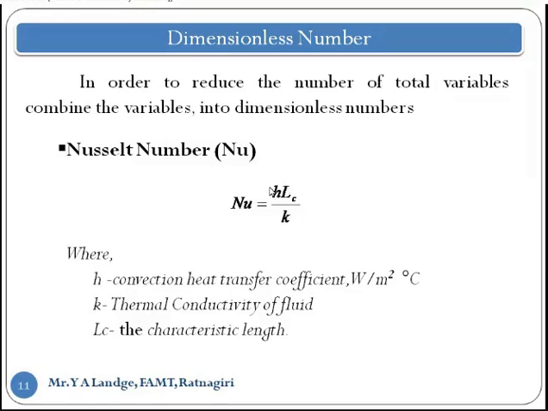So what is h? h is the heat transfer coefficient. L_c is the characteristic length, and k, don't get confused here. When you are dealing with convection, the k is always the thermal conductivity of the fluid. So it is given as the thermal conductivity of the fluid. Fine. So this is the Nusselt number.